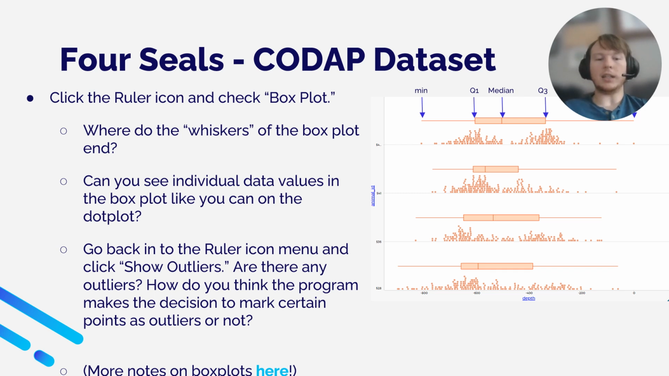The other thing we'd like students to do is go back to the ruler icon and click Show Outliers. And what this should do is separate any outliers that are in the box plot and put them outside it so that students can distinguish what is and is not an outlier.